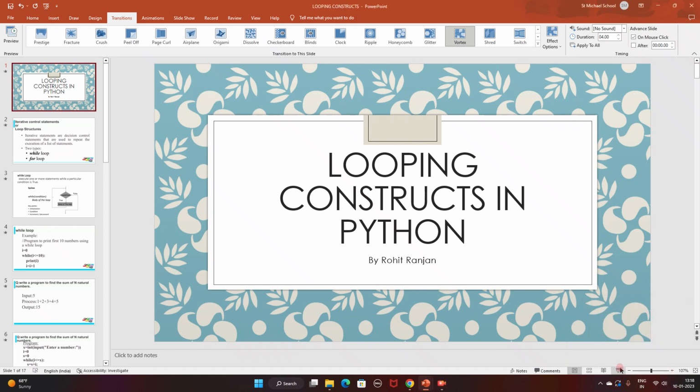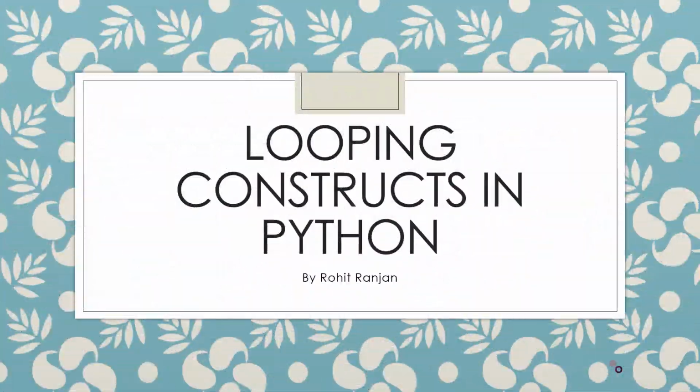Looping constructs in Python. Although we have already seen the introduction of the topic, let's start with a few revisions and a few exercises. In any programming language, not just Python, there are two types of construct we have already seen. The first one is the selection construct and the second one is the iteration construct, or we can also say looping. What does looping mean?